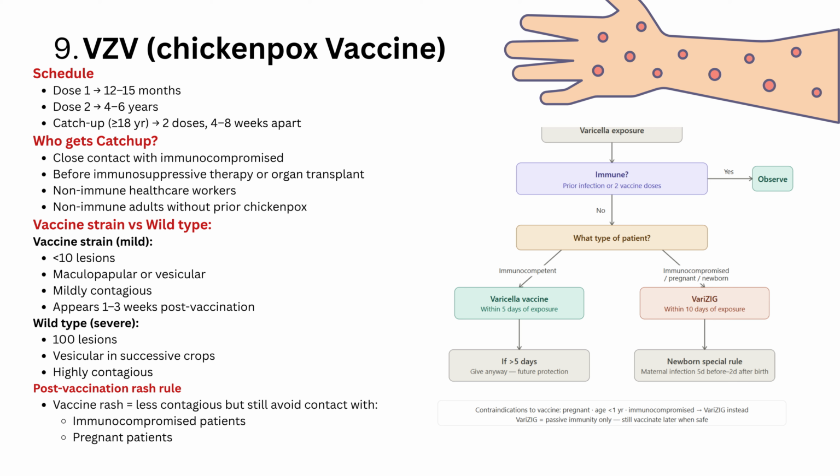Now let's understand a commonly tested distinction: vaccine strain rash versus wild-type infection. After vaccination, some children may develop a mild rash. This vaccine strain rash usually has fewer than 10 lesions.